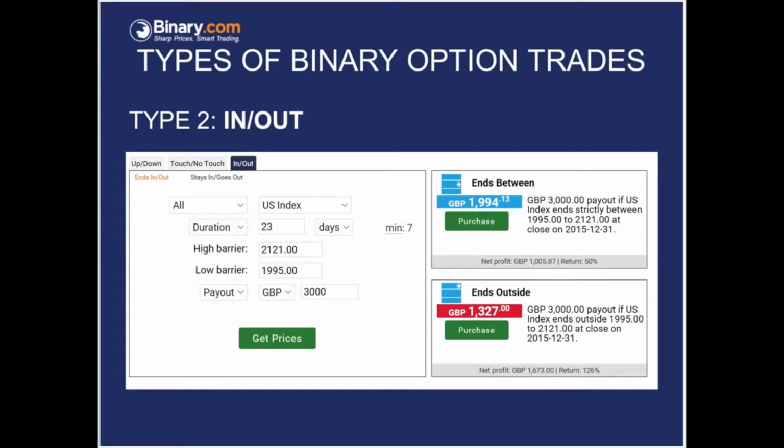Again, you select in out. This is on the US indexes for the S&P, and for an in out you just select your high barrier and your low barrier levels. If you think that price is going to end between those levels, then you'd be looking to purchase an ends between option. Or if you think that it's actually going to break out of that level of congestion, then invariably you're going to look to buy an ends outside option. And that gives you the flexibility to set the duration, to set your barrier levels, and also to select your payout. And it's that level of flexibility that is very attractive to me.